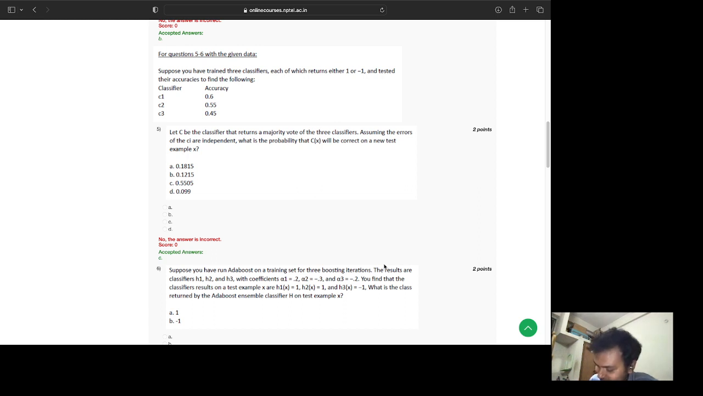That is why all this confusion. Who gives you a classifier with an accuracy of 0.445? Anyway, okay. And this is just for a question. Nobody will give you a classifier.